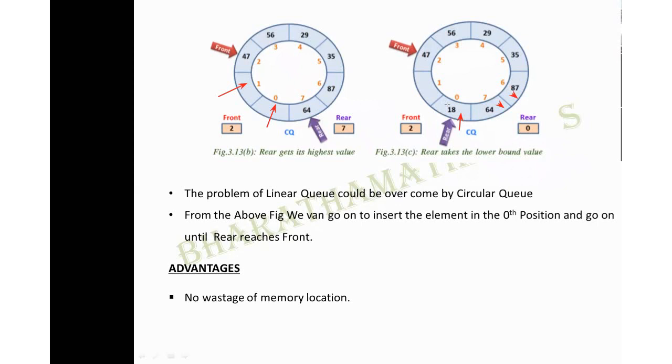Till which position can you add the values? Till your front, till they reach over here. Where is the front standing? Till that you can go on to add the values. Till the position where your front is standing, that is the particular position up to which you can go on to add the values in your circular queue.